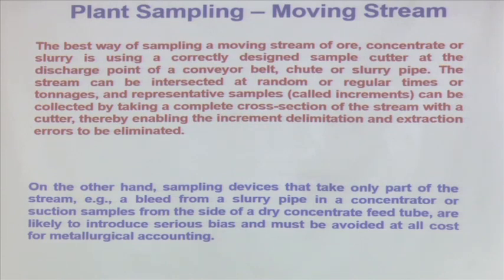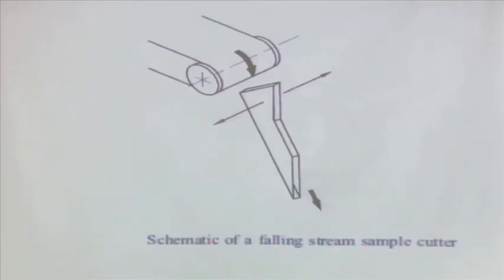So, moving stream, and you must cut the entire cross section. On the other hand, sampling devices that take only part of the stream, I will show you what the common mistakes in industry are. That is, you take a small sample from a small portion of that moving stream, and that will induce a bias. Here is a schematic of a falling stream sample cutter, that is falling and it has to move. I have shown you what the design should be, and given some examples and dimensions, but it should match those formulas when you design it.